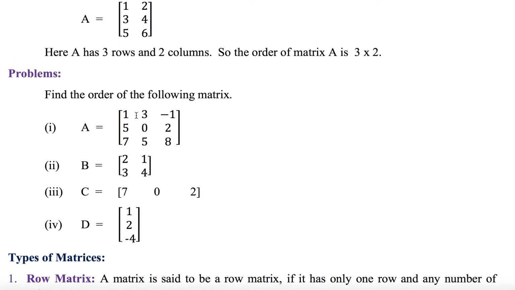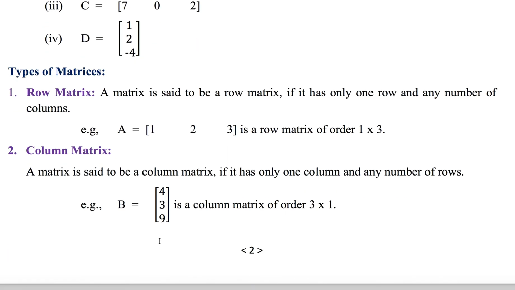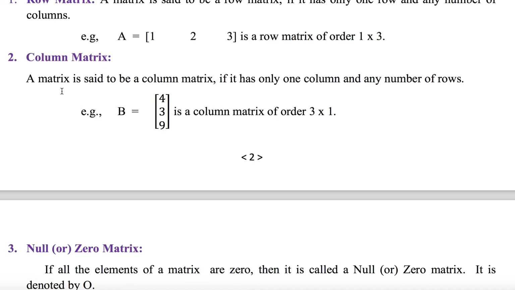Find the order of the following matrices. This is 3 by 3 and this is 2 by 2. These two are square matrices of different orders. This one has one row and three columns, 1 by 3, and this one has three rows, one column, 3 by 1. A matrix is said to be a row matrix if it has only one row and any number of columns. In this case it is 1 by 3, three columns and one row. A matrix is said to be a column matrix if it has only one column and any number of rows. This matrix is 3 by 1, 3 rows and 1 column.